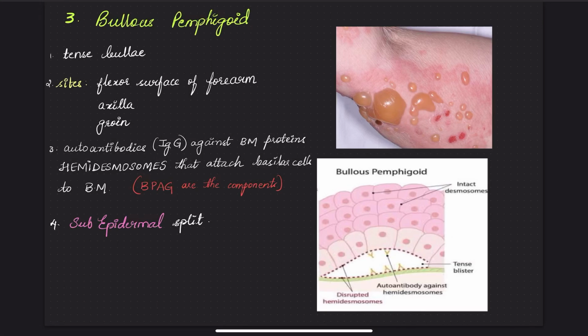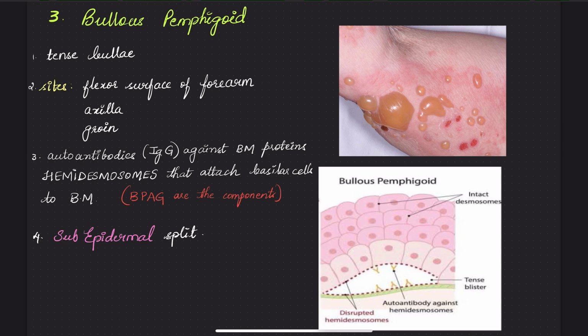In this part 2 of blistering diseases, we'll cover bullous pemphigoid. Bullous pemphigoid is characterized by tense bullae. There are tense bullae since it is a subepidermal split, as we have studied in the classification. Above the split, there's an intact layer of epidermis, hence these blisters do not rupture. So they are tense bullae.